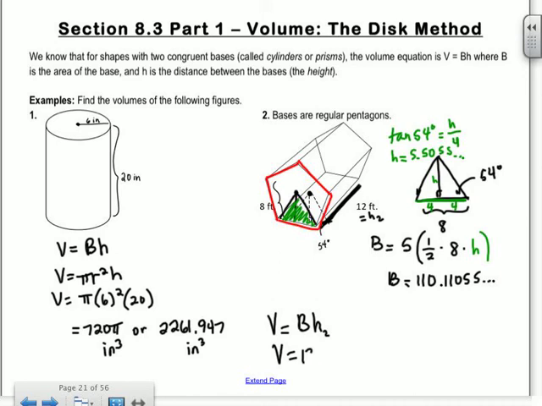So I got 1321.327. You could have 326 or 327. Okay, the units on this are feet cubed, so cubic feet. Okay, does this make sense? Yeah. Those are always the hardest ones in geometry, finding the area of the regular shapes.